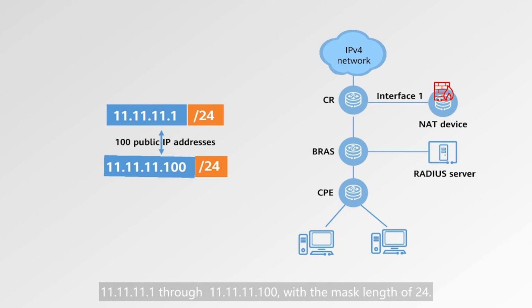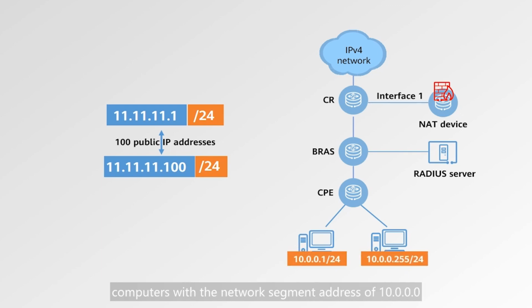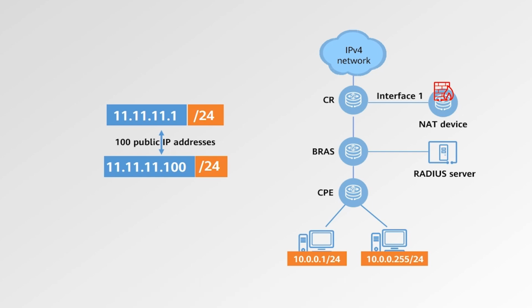11.11.11.1 through 11.11.11.10, with a mask length of 24. After the configuration, computers with a network segment address of 10.0.0.0 and mask length of 24 can access the Internet, and computers on the other network segments cannot.